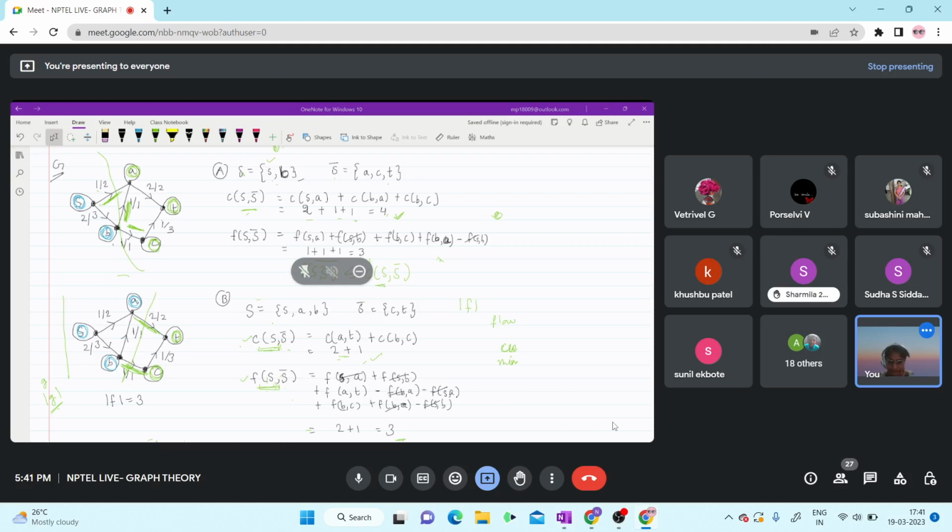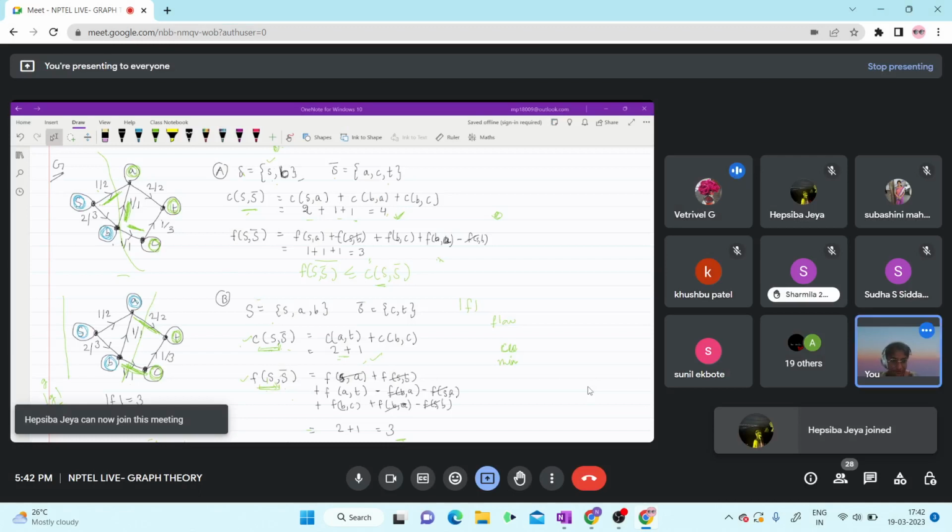Ma'am, one more doubt. If we find the maximum flow value, then we can conclude that the same value will be for the minimum cut. So if we have any four cuts, we can calculate the capacity value, and whichever value comes out equal to the maximum flow, we can conclude that that is the minimum cut. Yes, you are correct.